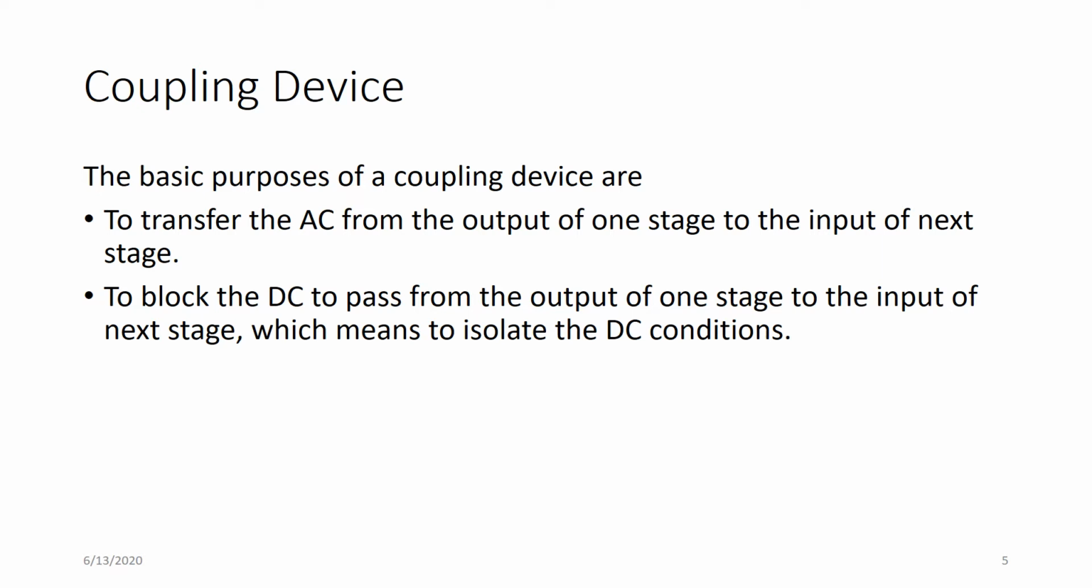Coupling device. The basic purpose of a coupling device is to transfer the AC signal from the output of one stage to the input of the next stage and block the DC from passing from the output of one stage to the input of the next stage, which means to isolate the DC condition.